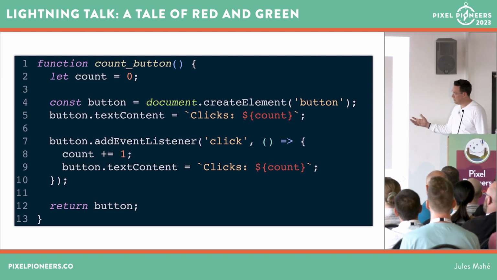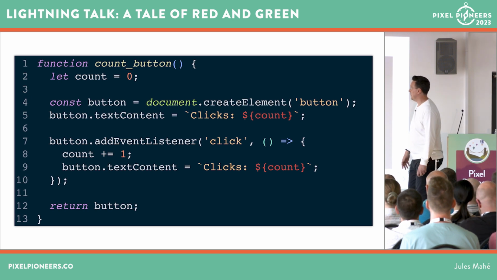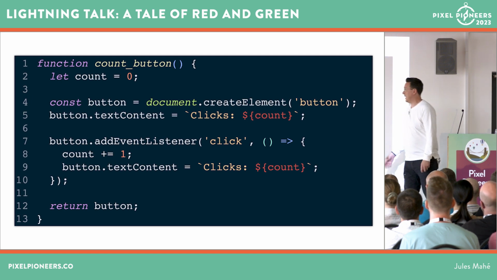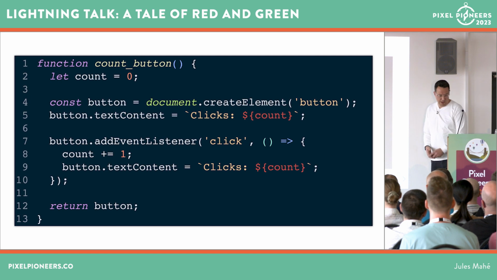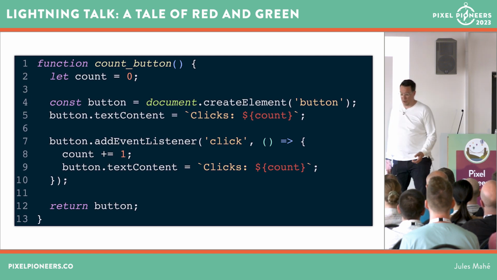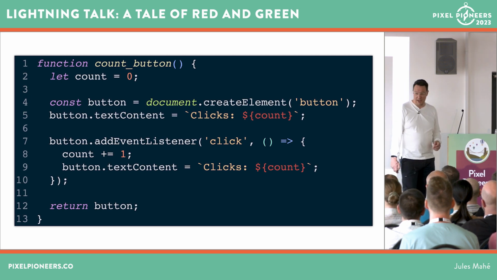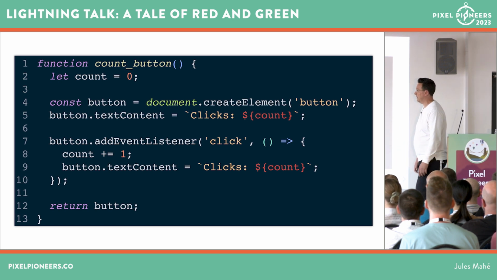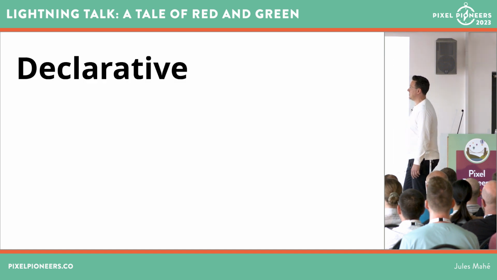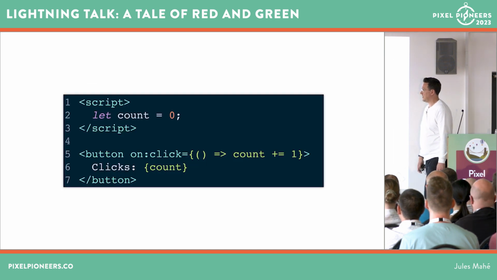And from what Jeremy was saying, we need to be very specific. So we need to tell the browser we want to create a button, and we want the text in that button to be clicks and our variable. We also need to have an event listener for that, and we're just going to increment our clicks count from there, and return that. So declaratively, in Svelte, it looks like this.